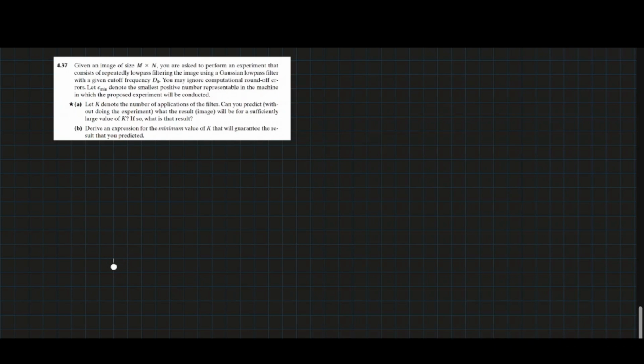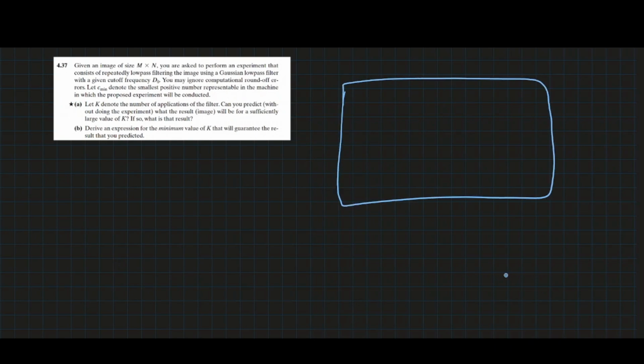My name is Paul, and today we're going to be solving this question from the Gonzalez and Woods textbook. So, given an image of size m times n, you're asked to perform an experiment. Basically, you're going to apply a Gaussian low pass filter with a cutoff frequency of D naught.